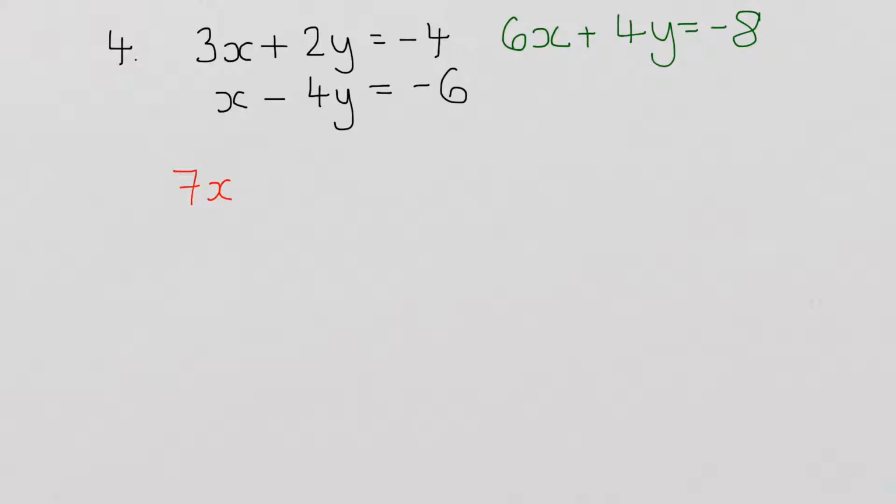4y minus 4y is just 0. And -8 minus 6 is -14. You can then solve for x. Once you've got your x value, you can substitute this back into one of your equations and rearrange to get your value for y.